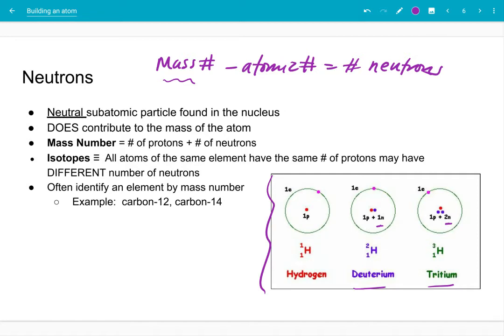And sometimes you'll hear a listening question about deuterium, for example, which is just a differing number of neutrons. So if we actually have water, heavy water is made using deuterium instead of our typical hydrogen. And actually those ice cubes made out of deuterium will sink. Also, I want to point out that often we identify an element by its mass number, so carbon 12, carbon 14, and that allows us to know the differing number of neutrons.